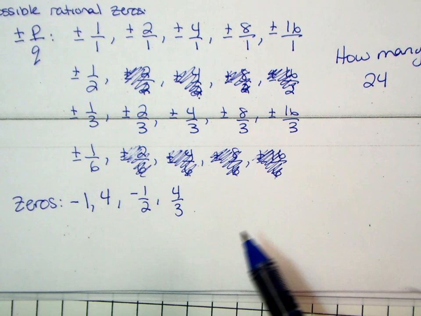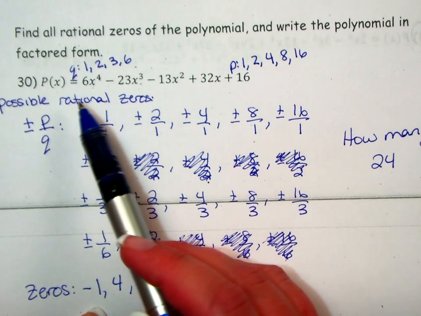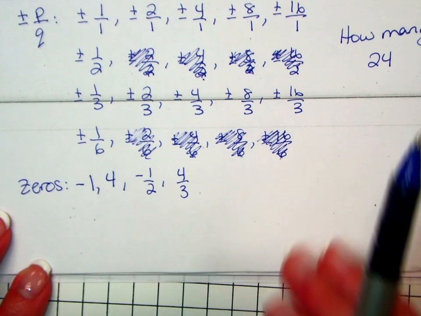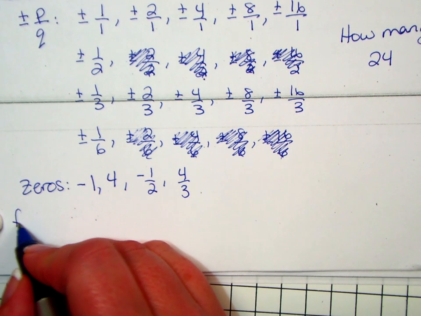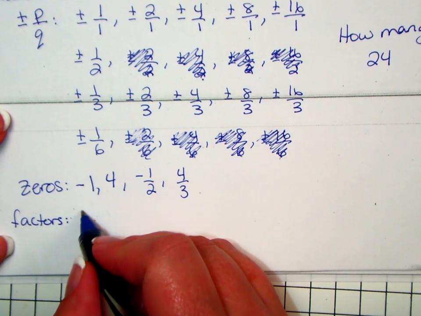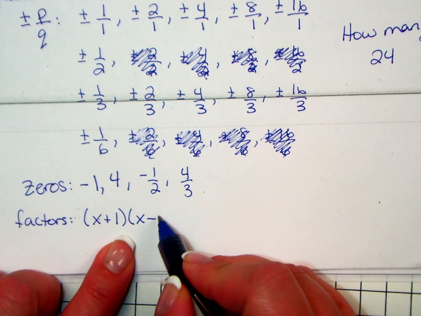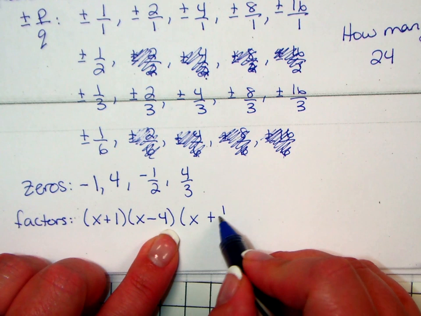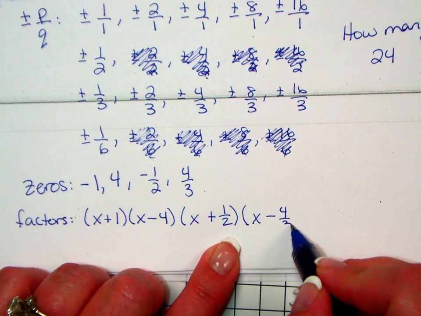Now if you wanted to, you could synthetically divide. Pick a 0 and then do your synthetic division, and if you get a 0 remainder, then you know that it's a 0. But it is easier to use the calculator, I agree. So let's go ahead and write these as factors. If -1 is a 0, x plus 1 is the factor. If 4 is a 0, x minus 4 is the factor. If -1/2 is a 0, x plus 1/2 is the factor. And if 4/3 is a 0, x minus 4/3 is the factor.